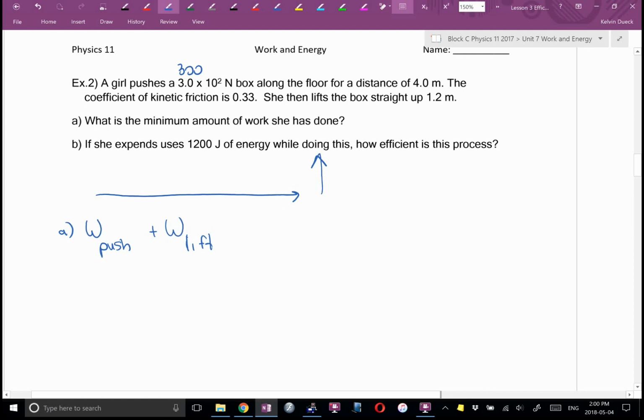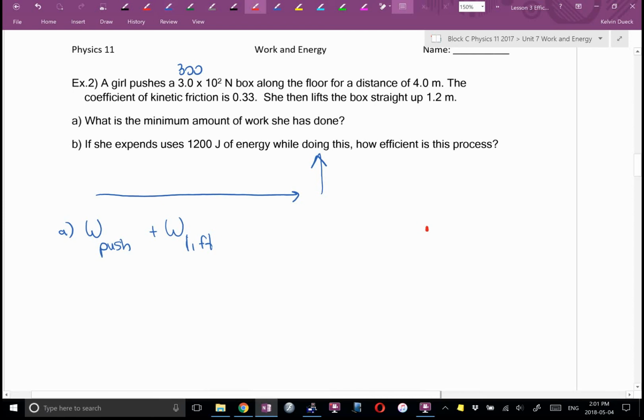The pushing one. How hard is she pushing with? What force is she pushing with? Is she pushing with 300? What direction is that 300? If it's weight, if it's mg, down. That's not the pushing force. And by the way, what else did this question give me that I haven't used yet? This is a job for a free body diagram.